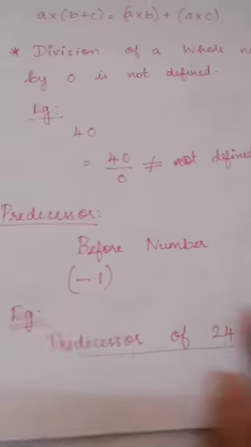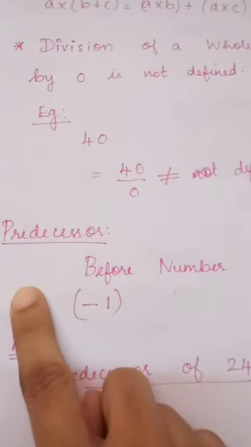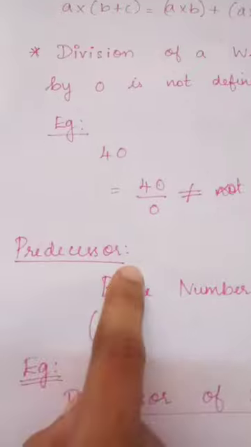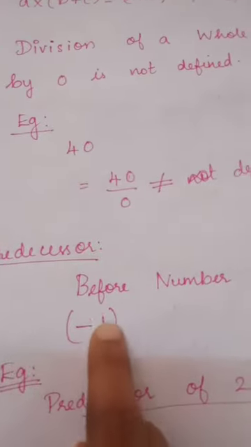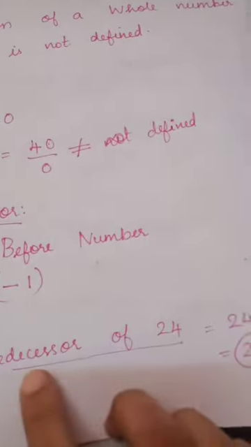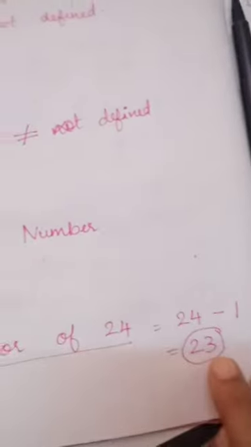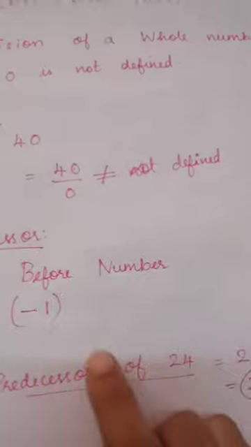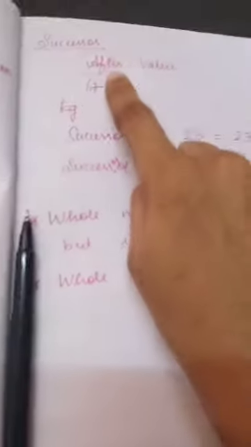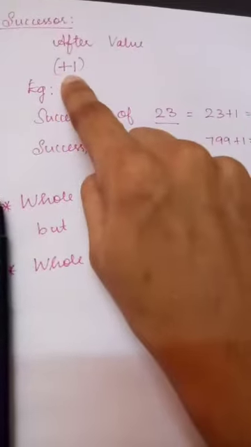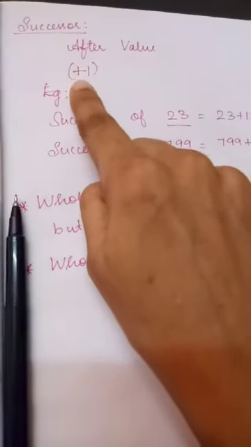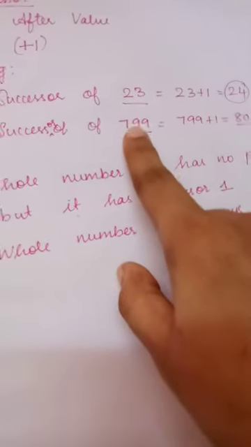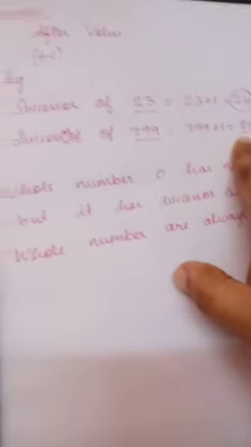Next, predecessor. We are going to find the before number, the previous number. For predecessor, you will subtract 1 from that particular number. Predecessor of 24 is 23. Predecessor of 800 is 799. Like that, you subtract 1. Successor, you are going to find the after value, or next value. You will add 1 to that particular number. Successor of 23 is 24. You are adding 1. Successor of 799 is 800.